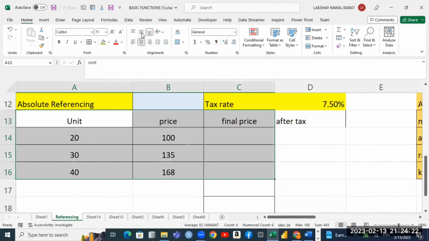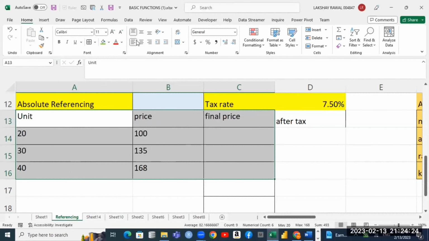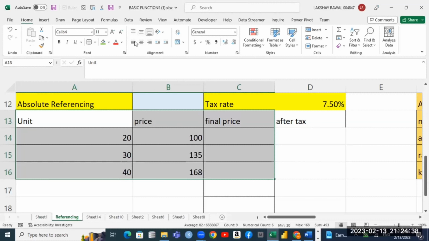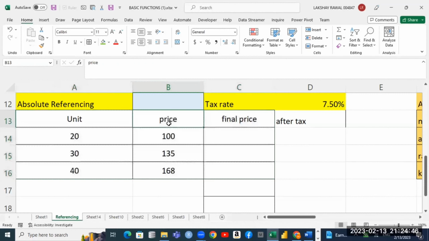In Excel, we have 6 types of alignments. If you see a Word file or PowerPoint, you will find there are 4 types of alignment. But in Excel, you have 6 types of alignment: 1, 2, 3, 4, 5, 6. You can mouse over and see this is middle align and this is center. Okay.